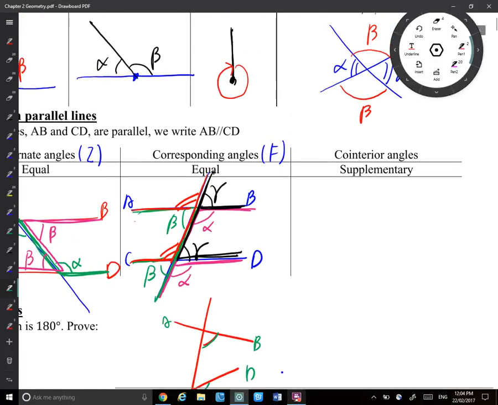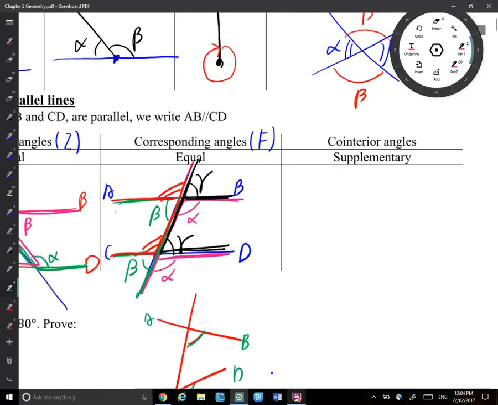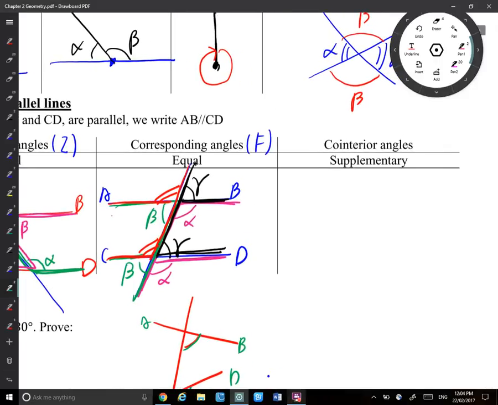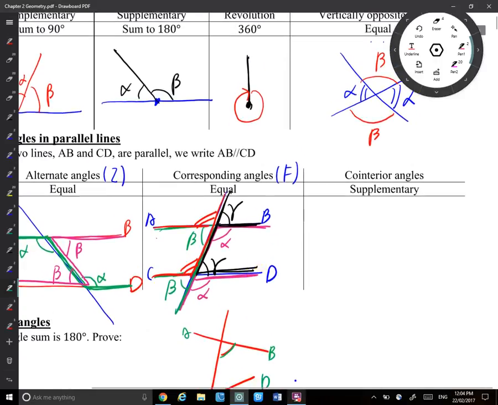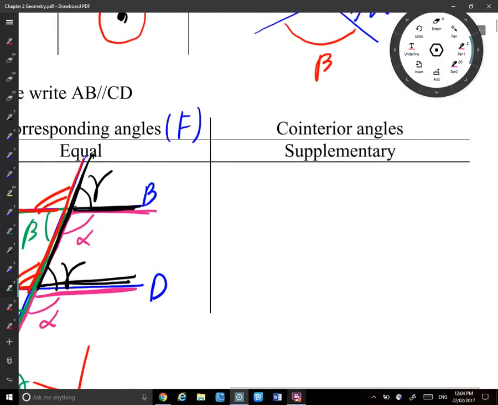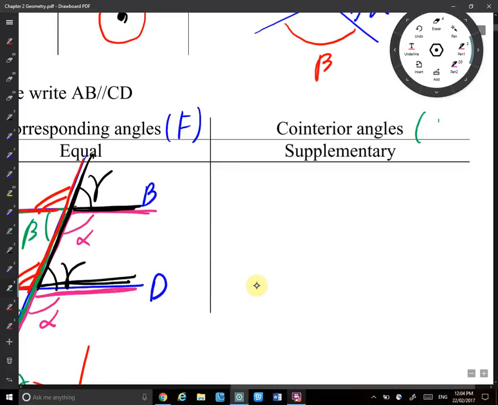Okay, the next one is co-interior angles. Those two angles must be supplementary. Supplementary means they sum to 180 degrees. So where are co-interior angles? I call this angle a C shape. Okay, that's a C shape.